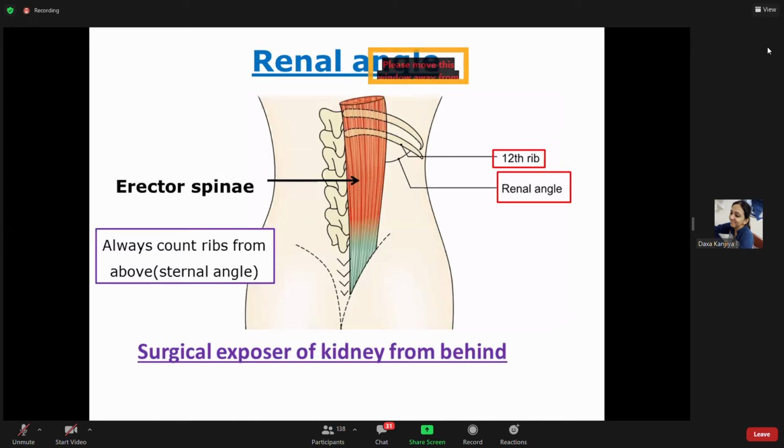Okay, because sometimes the 12th rib is too short to cut the erector spinae muscle. Sometimes the 12th rib is absent, and then at that time the 11th rib may be mistaken as a 12th rib, and if you put the incision from the 11th rib obliquely, there are chances of opening of the pleural cavity. So always count the ribs from above, from the sternal angle.